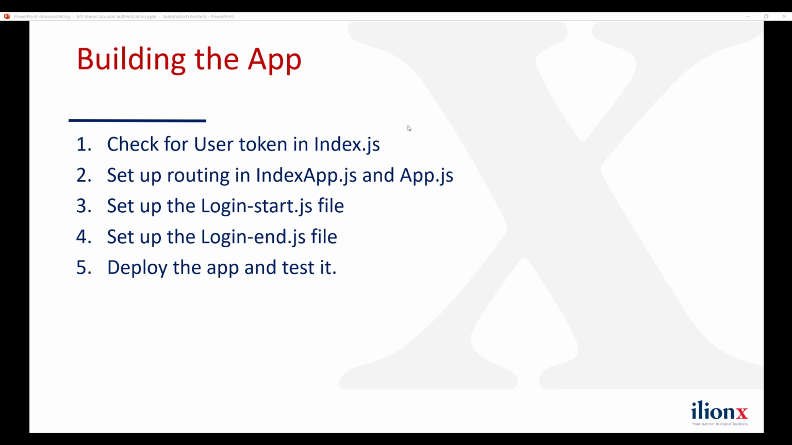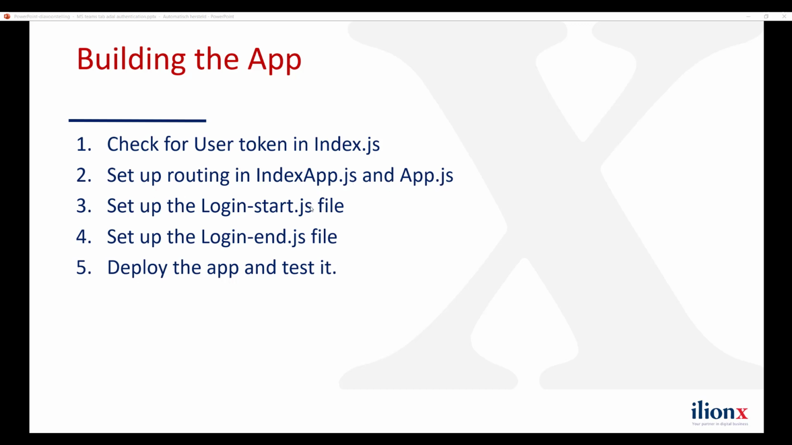Alright, so let's now finally start building our application. We basically have 5 parts that we have to do. The first part is that we have to check for the user token in index.js, and this is quite some work, so this is going to take most of our time. Index.js will have certain points where it will redirect our user to index app and eventually also to app.js. We'll come to this later, but that's what happens.